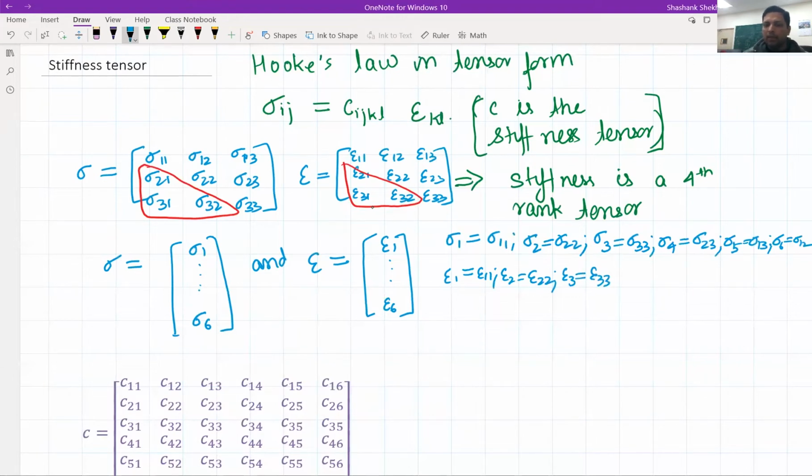We have to clearly define it so that there is no ambiguity about which particular strain epsilon 3 or epsilon 4 represent, or likewise which particular component sigma 2 or sigma 3 represent, because we are changing the notation from a second rank tensor to a first rank tensor. And coming to this, epsilon 4 is equal to 2 epsilon 23, epsilon 5 is equal to 2 epsilon 13, and epsilon 6 is equal to 2 epsilon 12.